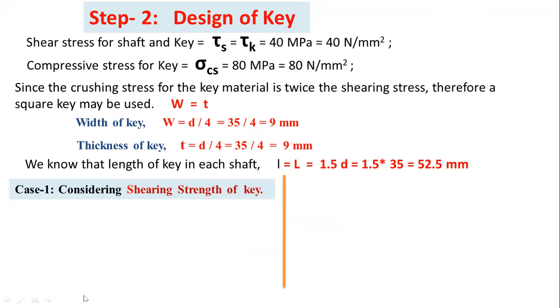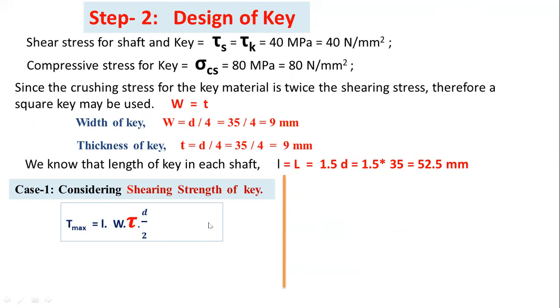Now you have to consider shearing strength of the key. This is the formula for shearing strength of the key. Here T max is the maximum torque, l is the length of the key, b is the width of the key, and tau is the shear stress induced in the key material, multiplied by the diameter of the shaft divided by 2.